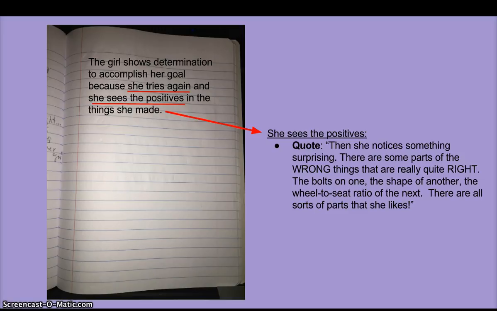Now remember, this is the part of the story right after she quit, but she took a walk and then came back to notice that some of the things she made actually had right pieces. So this is a great example of how she sees positives. Now maybe I want to summarize, maybe I want to paraphrase, but I can make that decision later. Okay? All right, so now it's your turn.